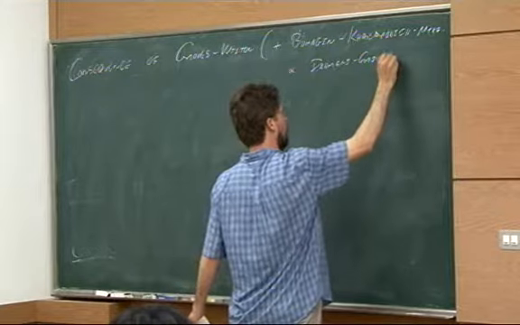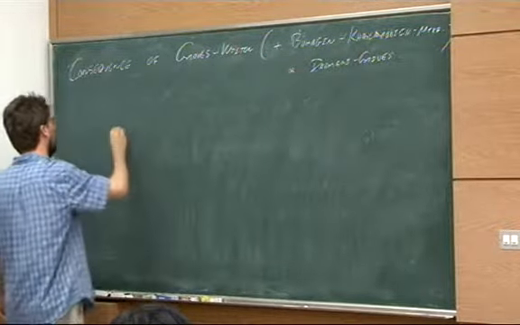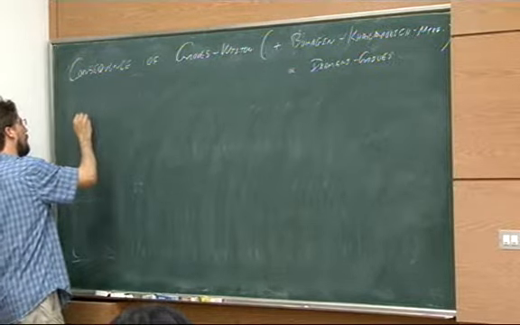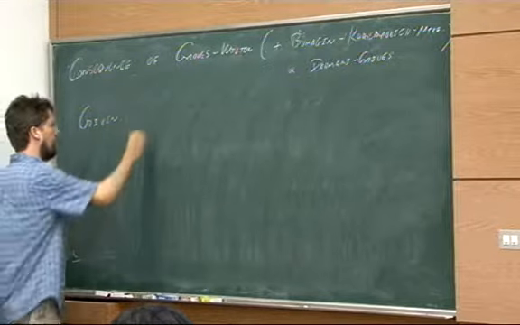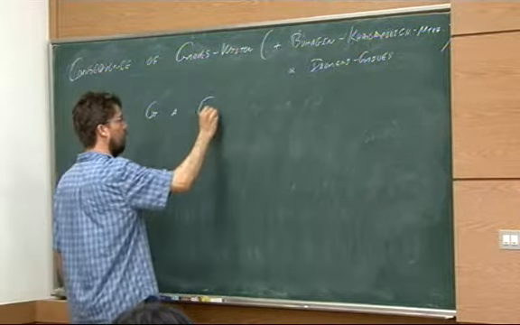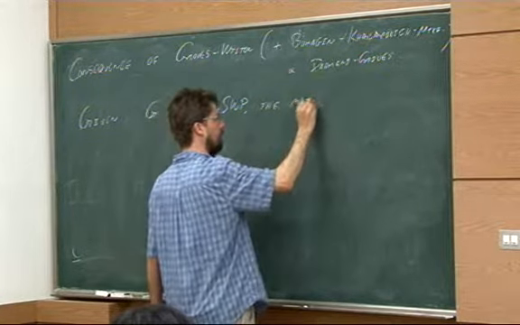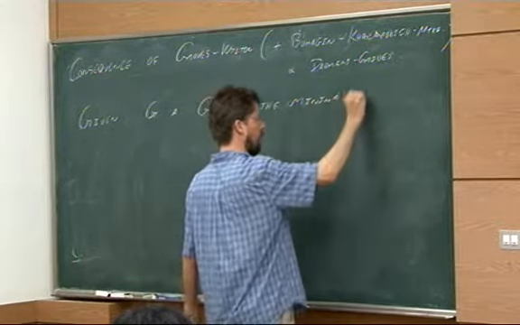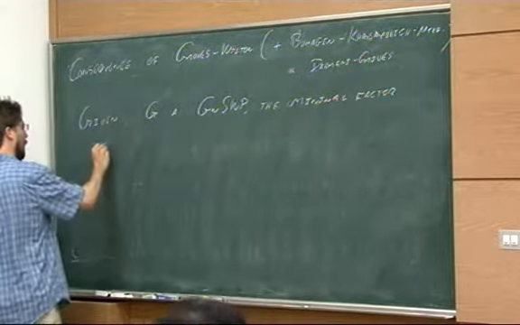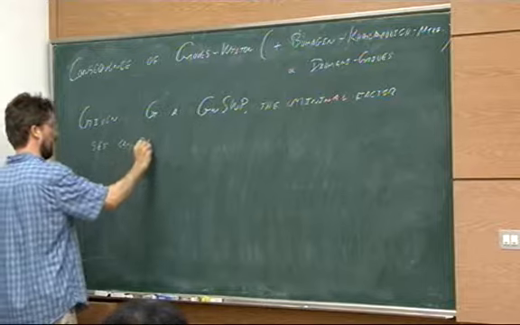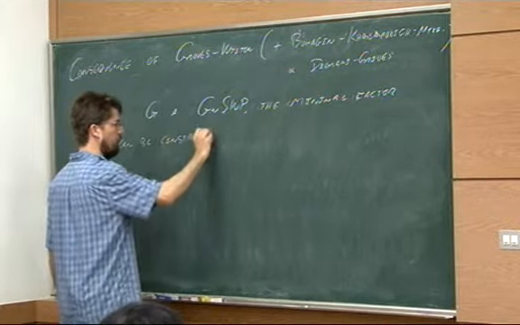So what's being used here is the isomorphism problem for these limit groups. So given G, a group with solvable word problem, the minimal factor set can be constructed.